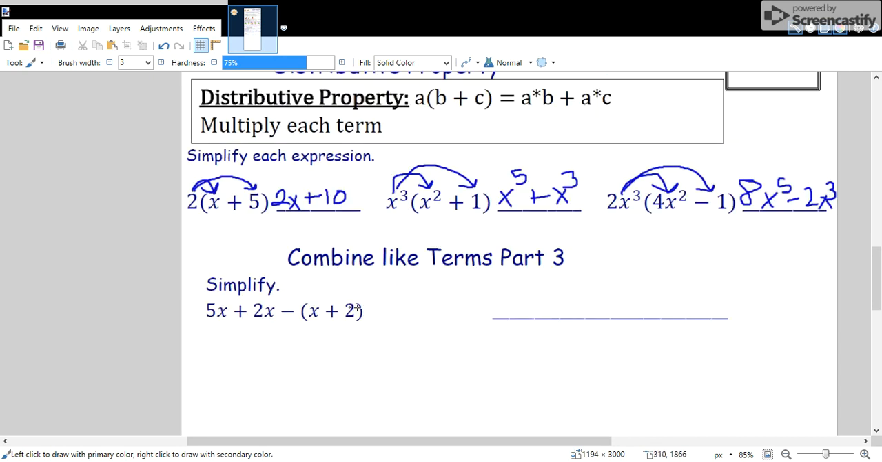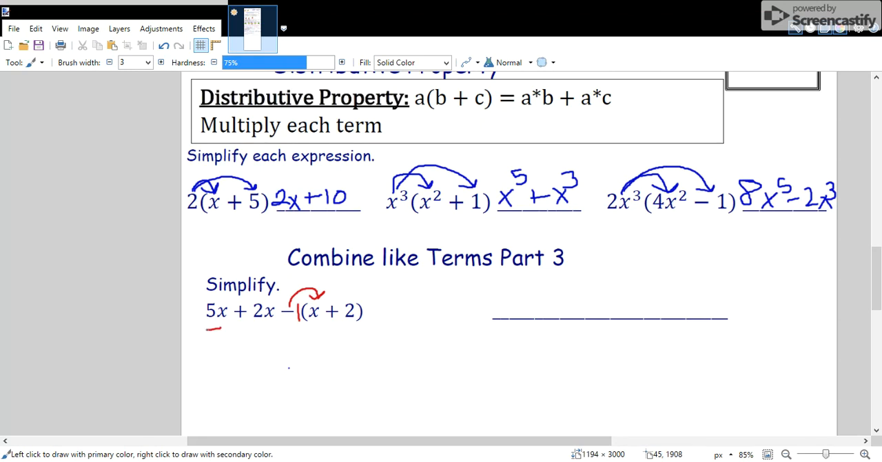Combine like terms, part 3. We have 5x plus 2x minus parentheses x plus 2. So let's see. We have parentheses and we have a negative. We don't multiply by the 2x. We multiply by 1. There's really a 1 there. That's invisible. So you can go ahead and write that out. So we're going to distribute, multiply each term by negative 1.